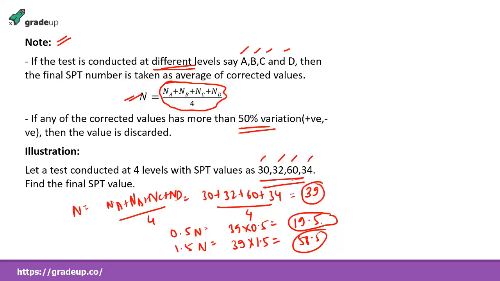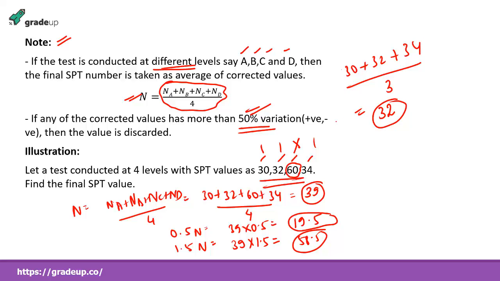Now if any value is beyond this range, we have to discard that value. That is the meaning of this statement. So you naturally find that this 60 is lying above this range, so you have to discard this value. We will take just these three values, that is 30 plus 32 plus 34 divided by 3. So we will get this final value as 32. So the final SPT N value is 32. You have to keep this in mind, how to calculate this.